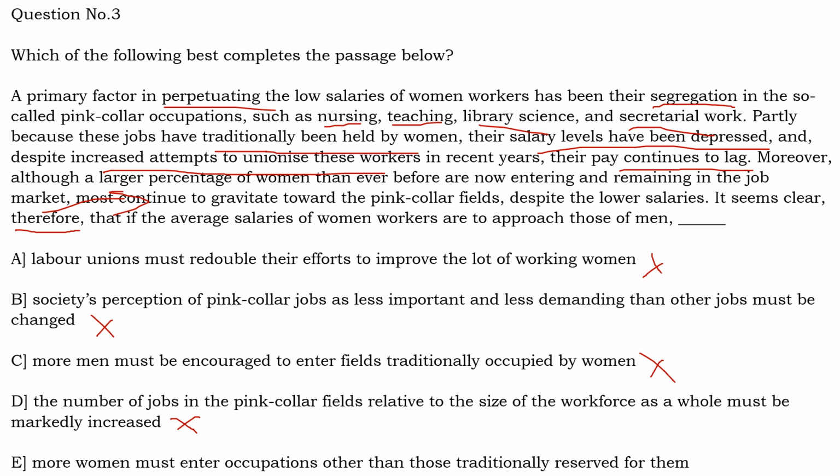Because when a lot of women go to other fields where the salaries are higher, what will happen? The average salary of women workers will increase, because average salary is what we are talking about. So how can we increase the average? When you have some women at least working at higher wages, the average salaries of women workers will increase. So that is what option E says: more women must enter occupations other than those traditionally reserved for them. This is the clear answer that logically fills the gap.